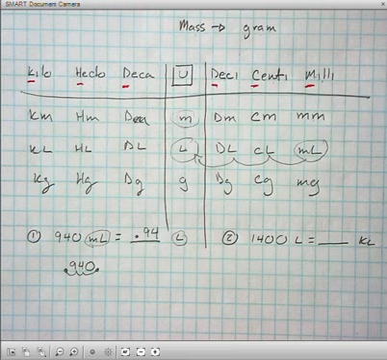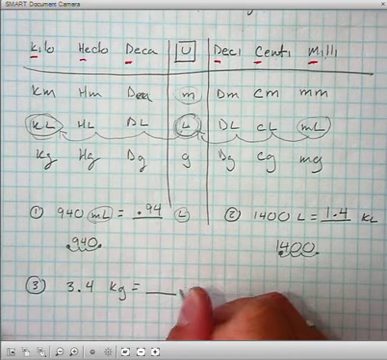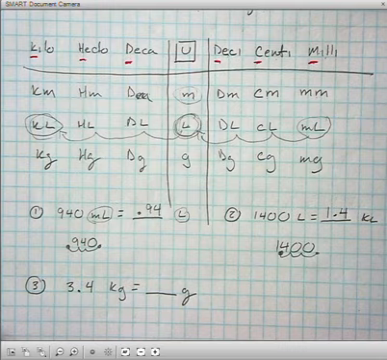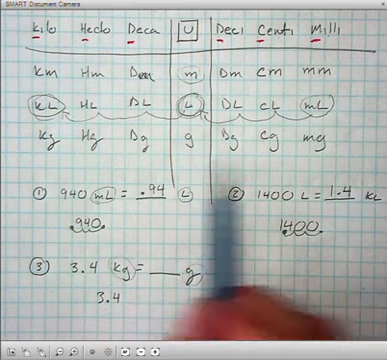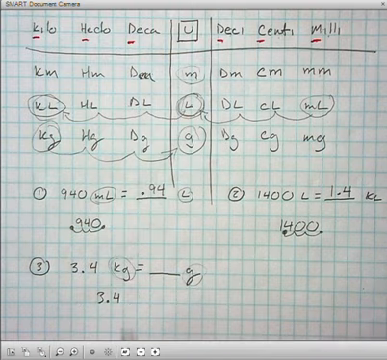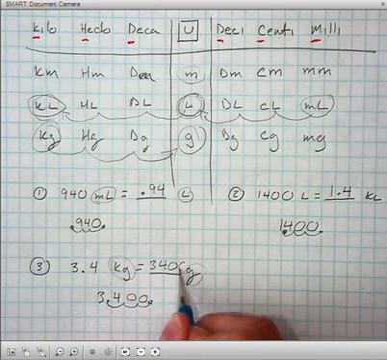Let's look at a couple more examples. If I've got 3.4 kilograms, I want to convert that to grams. I start with my 3.4. We got lucky because they gave us the decimal already. We didn't have to add the decimal in. We're going from kilograms to grams. Kilograms is here, grams is here, so we're going to move 1, 2, 3 spots to the right. Add in our zeros, so we now move that decimal over to there. So that's 3,400.